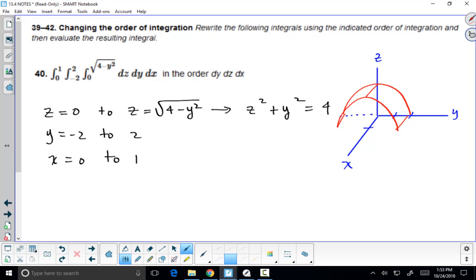And this is a solid object, so I should include this boundary also. We probably could find the volume of this really easily using geometry, right? Area of the semicircle multiplied by 1. And if we're multiplying by 1, the volume is going to be the same as the area. So we just have to find the area of the semicircle of radius 2. Okay, but we're going to use calculus.